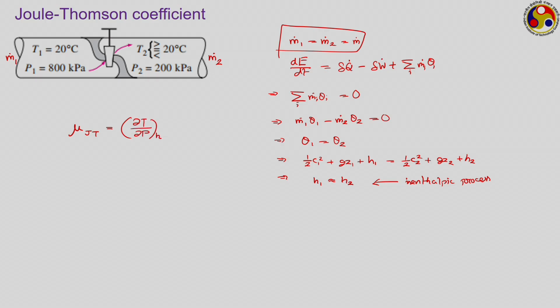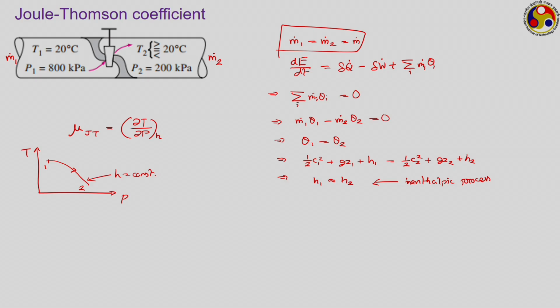And the definition of the Joule-Thomson coefficient is dou T dou P at constant H, that is, the change in temperature with pressure for a constant enthalpy process. In a way you can say that it represents the slope of an isenthalpic line on the T-P plane. That is, if we plot the process on a temperature-pressure graph, T here and P here, and this is a line along which enthalpy remains constant, suppose this is a starting point 1, this is the arrow, and this is the ending point 2, during which enthalpy remains constant, then the slope of this particular line is the Joule-Thomson coefficient.